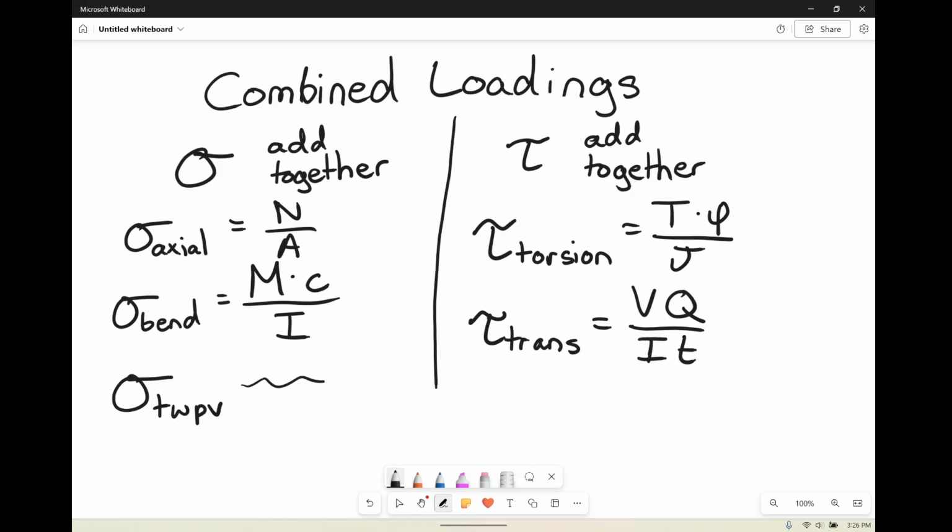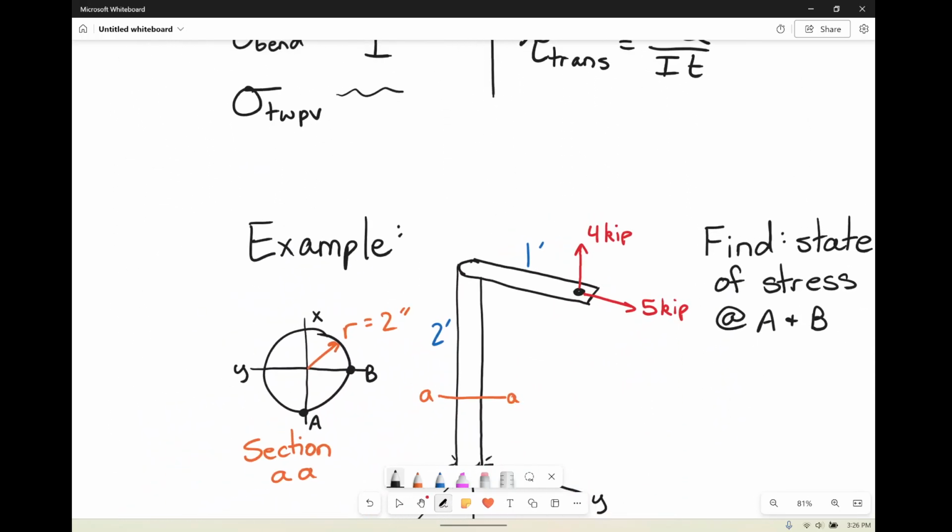So all we have to actually do is look at our problem, analyze what forces we have, so effectively doing statics all over again, and then pick which situations we have, which of these equations we are going to use, and then add up our sigmas and add up our taus. That's literally all we're going to do. So here we have a nice example.